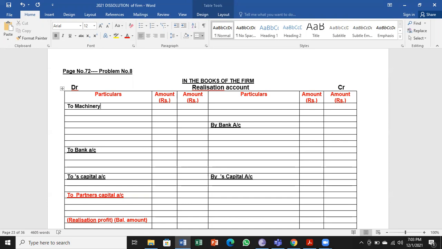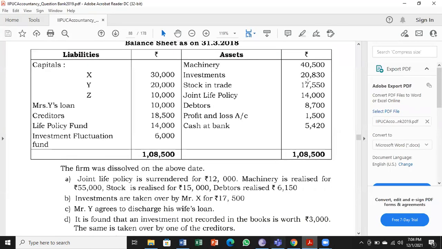To machinery account, 40,500. To investments account, 20,830. You can see 20,830 investment, machinery 40,500.